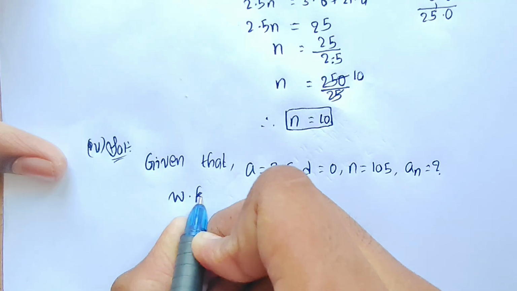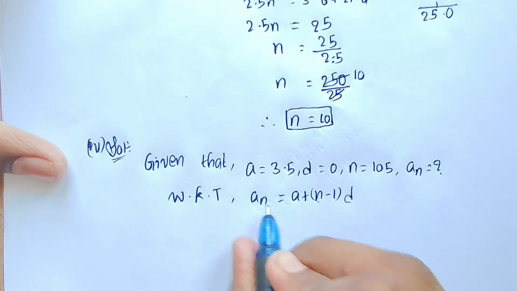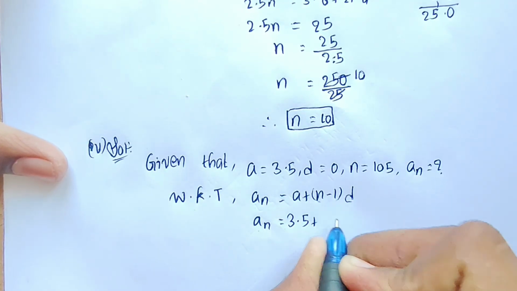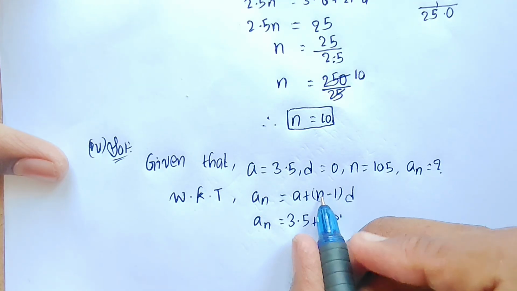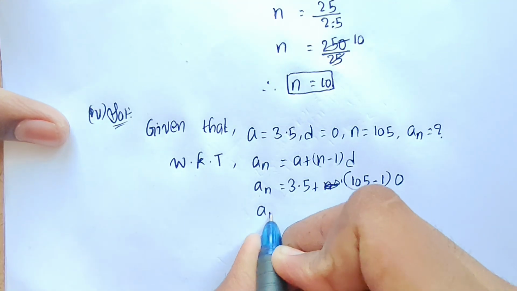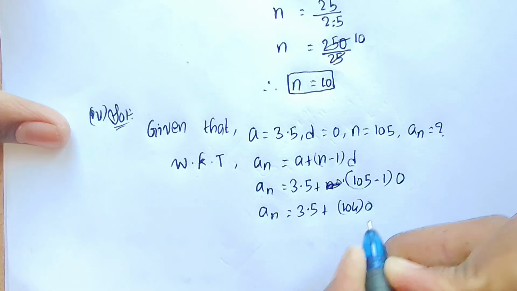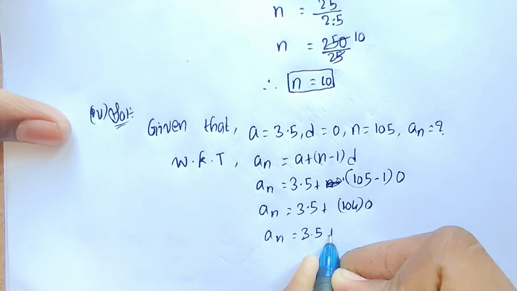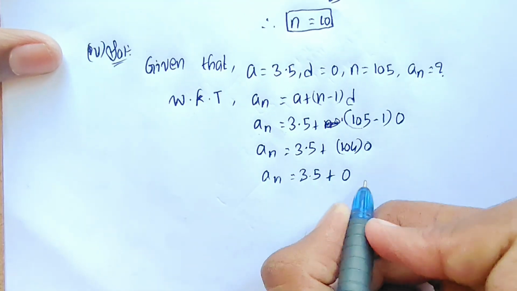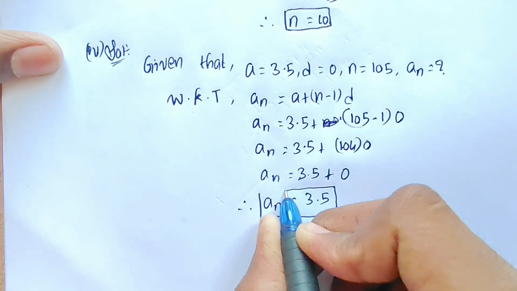So we know the formula: a base n is equal to a plus n minus 1 into d. So a base n is equal to the value of a, 3.5, plus n, which is 105, minus 1, into the value of d, which is 0. So a base n is equal to 3.5 plus 104 into 0. Anything multiplied by 0 gives the result 0. 3.5 plus 0, a base n is equal to 3.5. Therefore we got a base n is equal to 3.5.